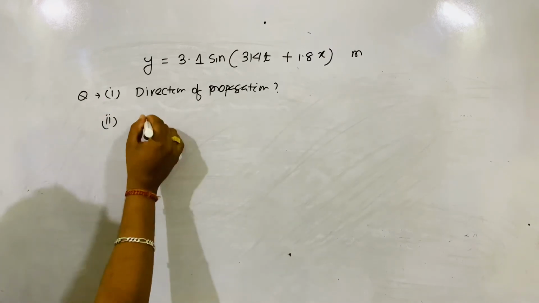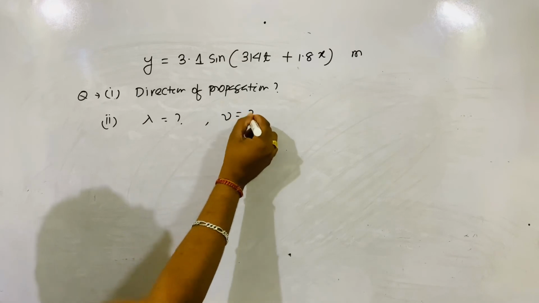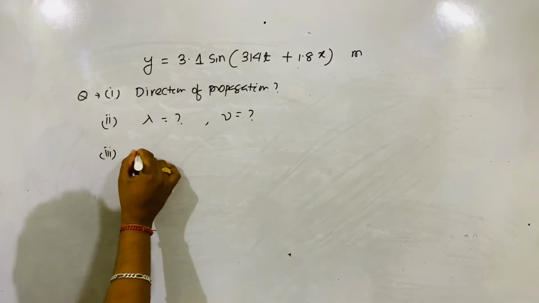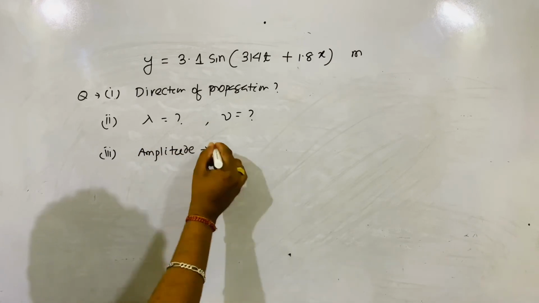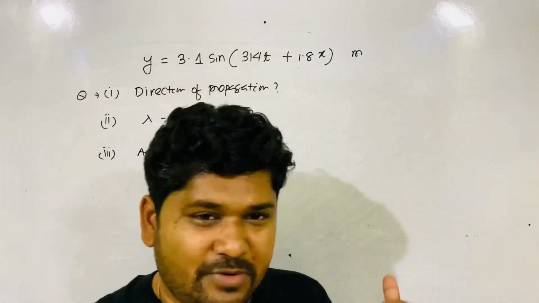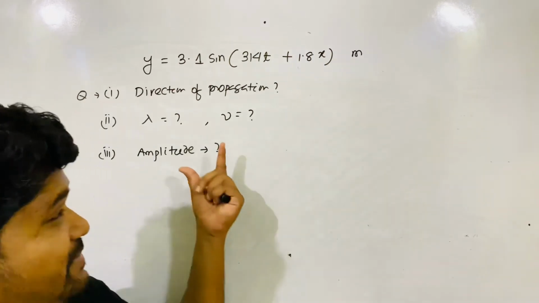Second bit: find lambda. Also find the frequency. Then third, very simple, find the amplitude. So these questions will be asked. Again, many more bits will be attached in class 12th, but this much is the fundamental.